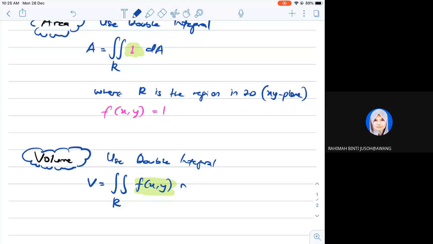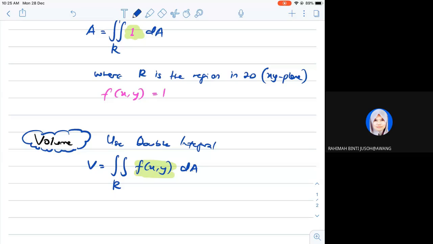And here should be dA, the same. And of course region R is the same, just the same region R. Here there is region R, and this is also region R. Why region R? Because it is double integration. Always bear in mind, a double integral must be region R, 2D.